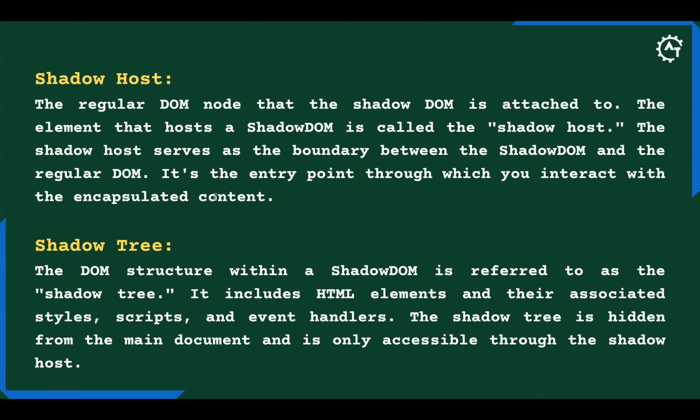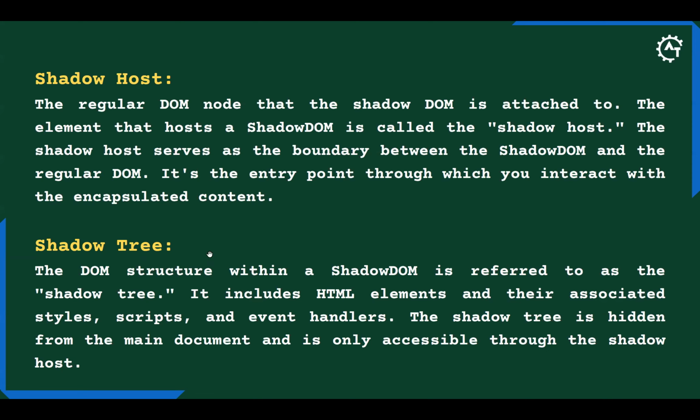Then shadow tree. The DOM structure within the shadow DOM is referred to as the shadow tree. It includes HTML elements and their associated styles, scripts, and event handlers. The shadow tree is hidden from the main document and it is only accessible through the shadow host. We will see this with a diagram, but this is just theory. Here, shadow host means the regular DOM that is attached to the shadow DOM. Shadow tree means the actual DOM of the shadow.